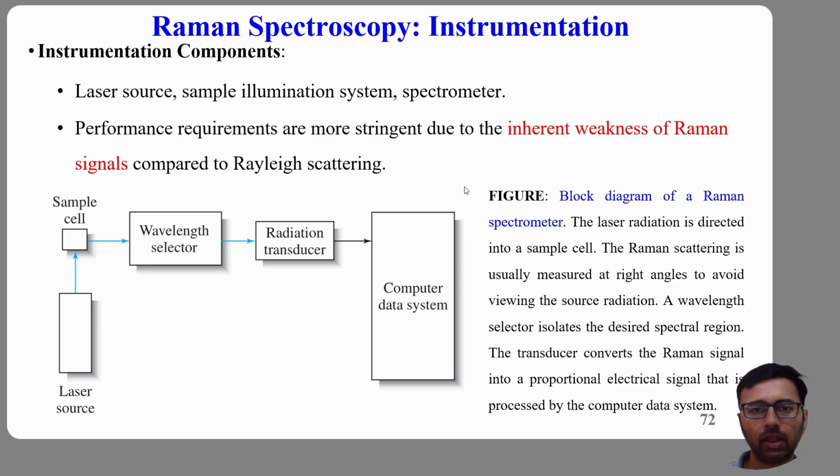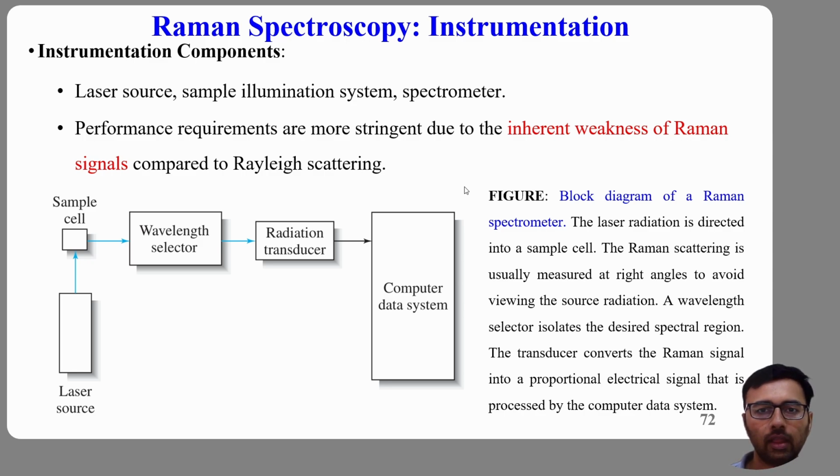Let us begin with the basic architecture. Every Raman spectrometer contains three essential components: a laser source, a sample illumination system, and a spectrometer with a detector. Each of these components plays a critical role. If any one of them performs poorly, the Raman spectrum becomes unusable.